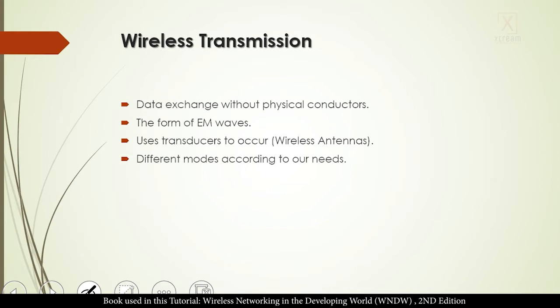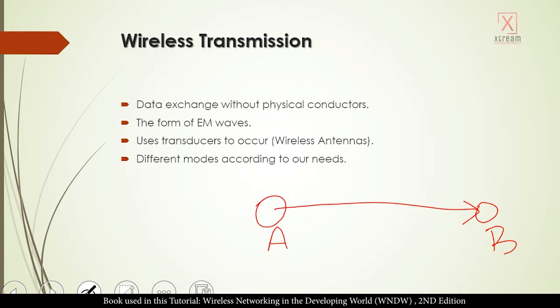Let's say we have two points, one over here and one over here. Let's say this is point A and this is point B. We want to transfer the data from point A to point B without wires and other physical conductors. So the transmission of the data from point A to point B, without putting any physical conductors and wires, is called wireless transmission.